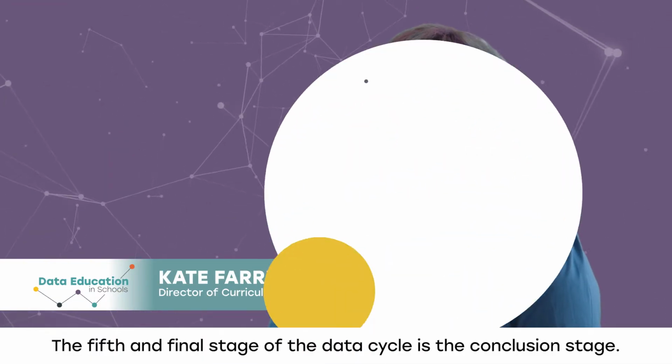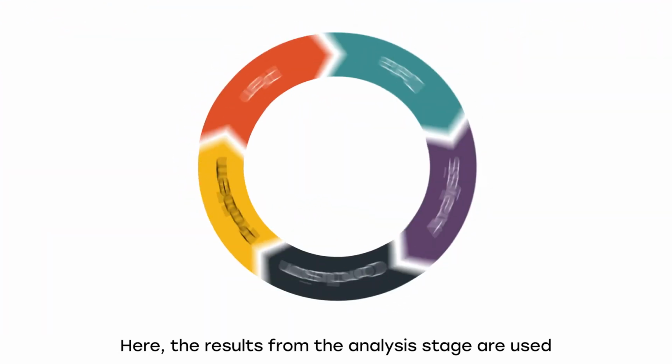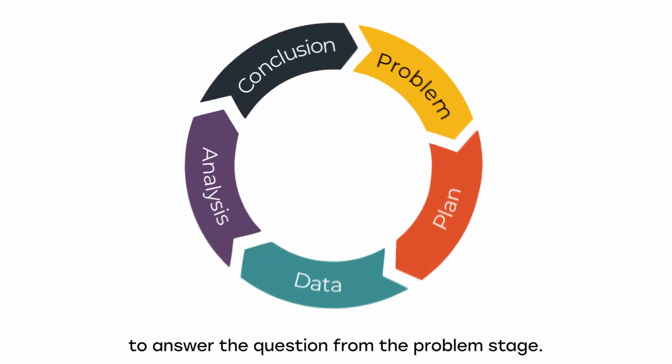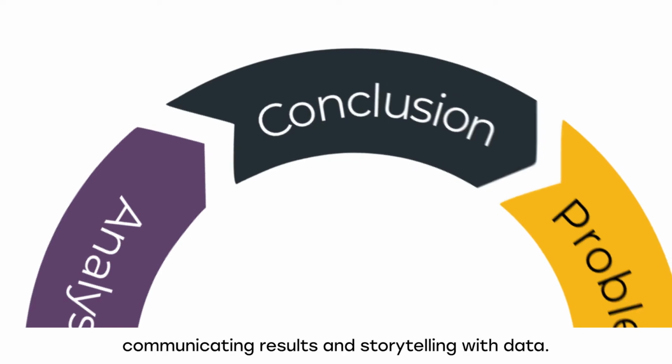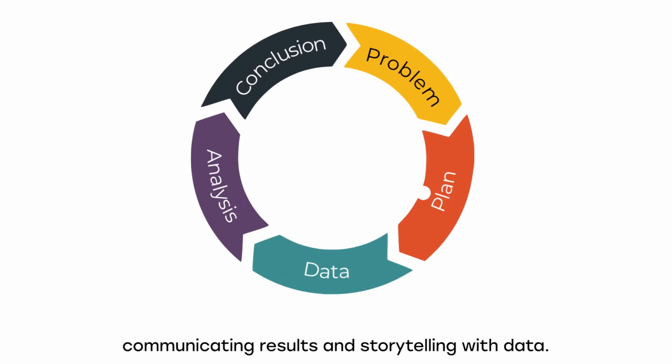The final stage of the data cycle is the conclusion stage. Here, the results from the analysis stage are used to answer the question from the problem stage. This is a key stage because it involves a crucial skill for data literacy, communicating results and storytelling with data.